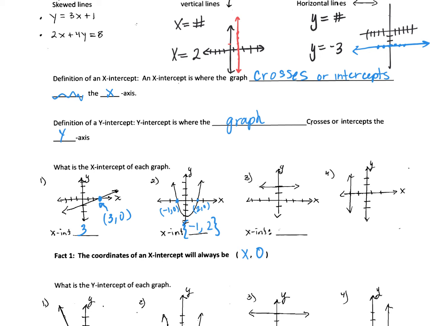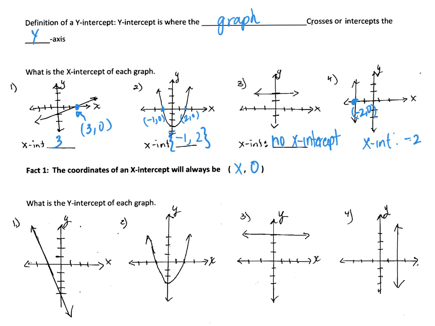Number 3, where does it cross this x-axis? Well, it doesn't cross the x-axis at all, so this has no x-intercept, or none. And then number 4 crosses over here at (-2, 0), so the x-intercept is -2. So the coordinates of the x-intercept will always be (x, 0).